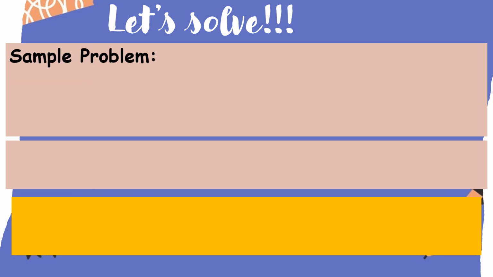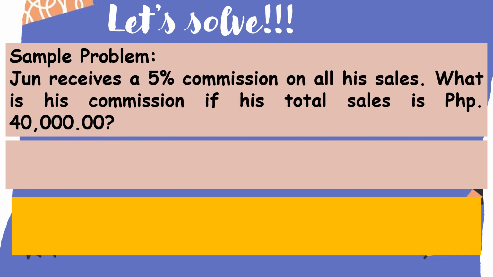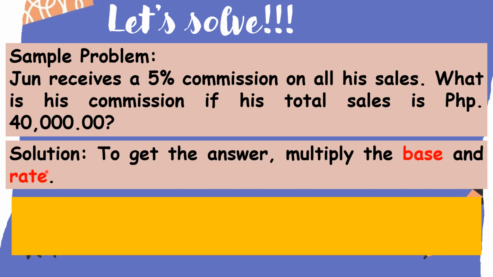Okay, another example. June receives a 5% commission on all his sales. What is his commission if his total sales is 40,000 pesos? Solution: to get the answer, multiply the base and the rate. So, ang ating formula is percentage equals base times rate.